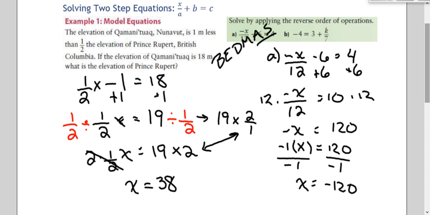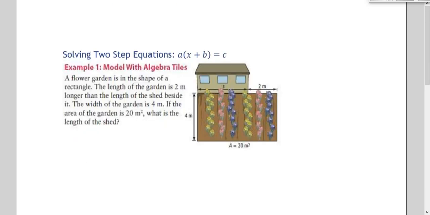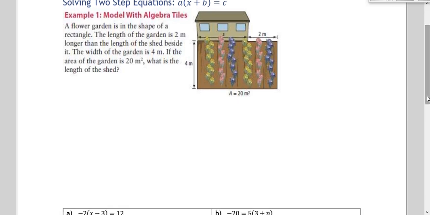The following one is pretty much the same, so we're not going to do that. But hop onto the practice as soon as you get this. And then we are going on to another set of examples here. Solving two-step equations where we are using the distributive property.